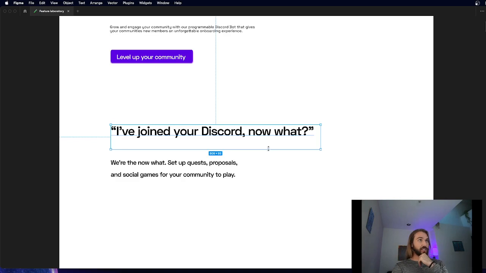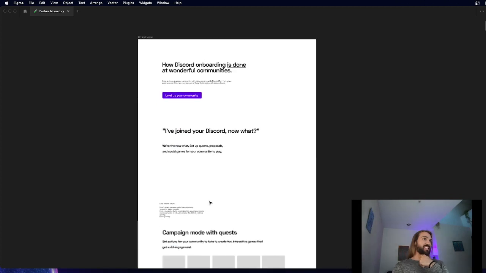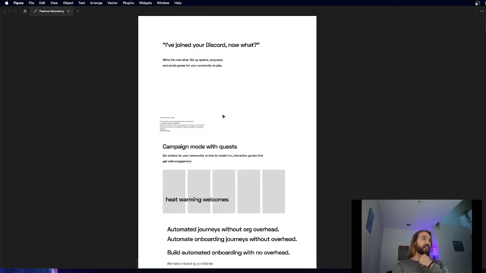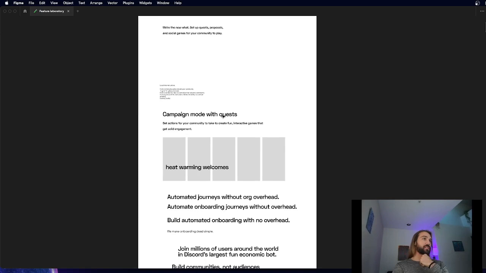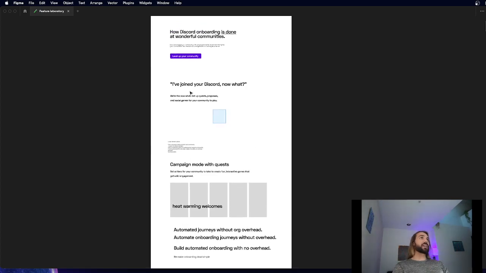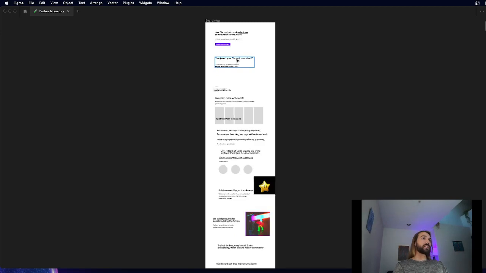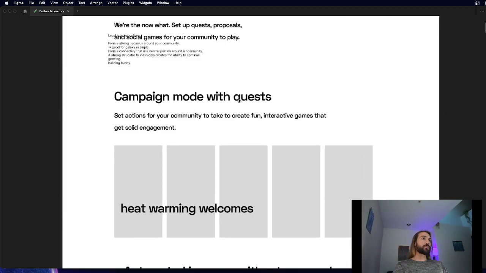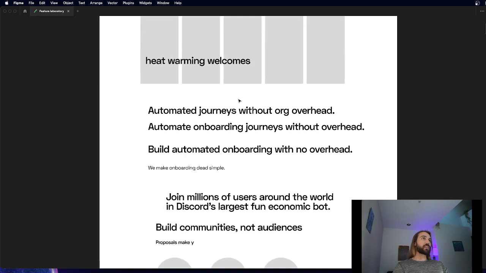This angle I had here was interesting because it's like, I joined your Discord, now what? Or the now what? Set up quests, proposals, and social games for your community to play. It's like starting to get into the actual stuff. I feel like this is a nice angle, but I'm going to wait on it. That could be a nice second piece, but I'm actually liking this more, where it says automated journeys without overhead, automate onboarding journeys without overhead.